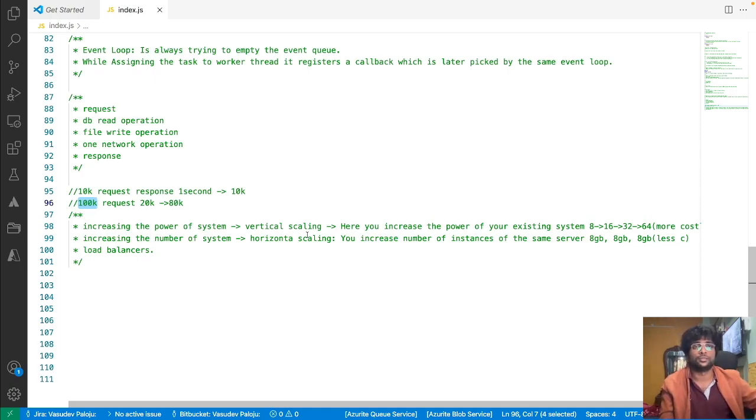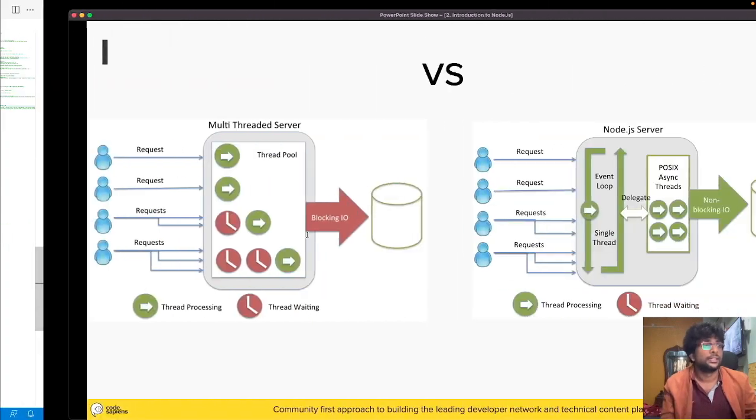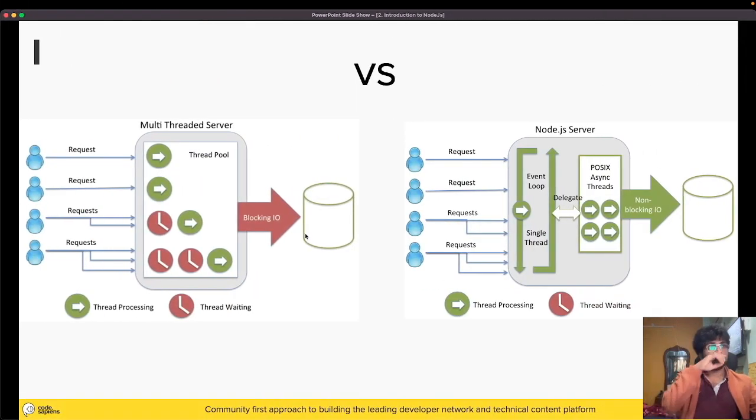Because that's what companies want on a big sale day. Because on a sale day, even your payment might take 3 or 4 minutes, but if the payment is successful, you're happy. But you're not expecting the payment to be completed in 2 seconds. So Node.js takes it.